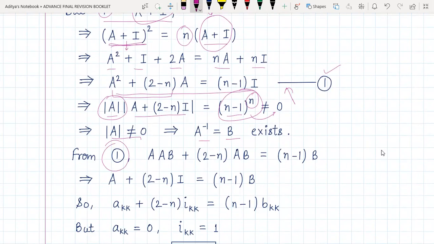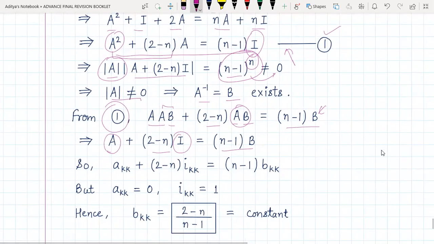And now what we are doing is, equation number 1, we are multiplying both the sides by B. So basically A square I have written as A into A, then we are post multiplying it by B. So B is here, plus 2 minus n into A into B. Then again the same thing happens here, I into B becomes simply B. So A into B is I, because it is the inverse of A. So A into I again becomes A. Then the remaining things remain as it is, just that AB again we substitute I, and here it is n minus 1 into B. Rearranging, of course, we can get the value of A inverse as B is equal to A plus 2 minus n into I upon n minus 1.